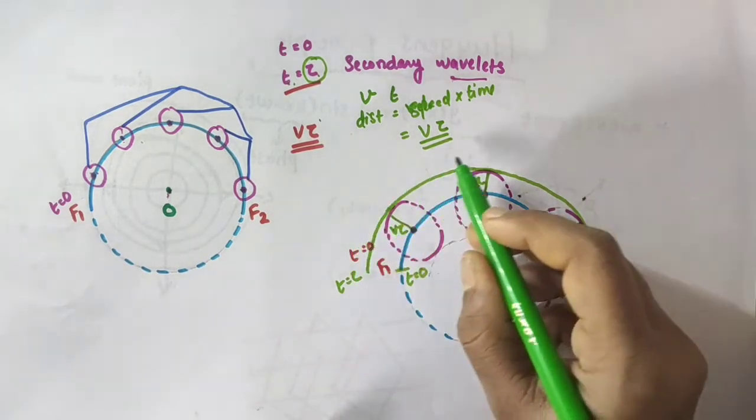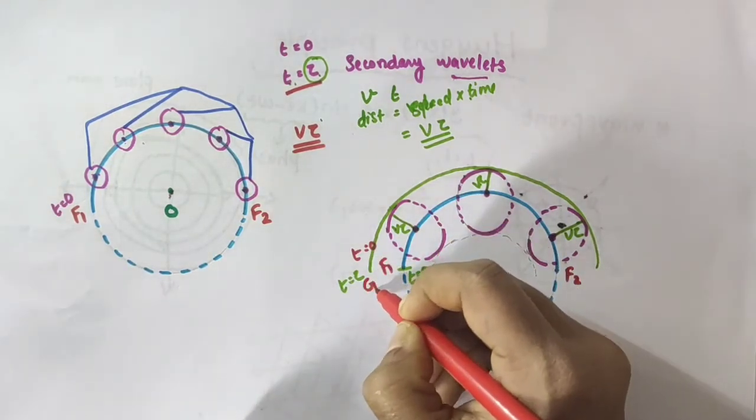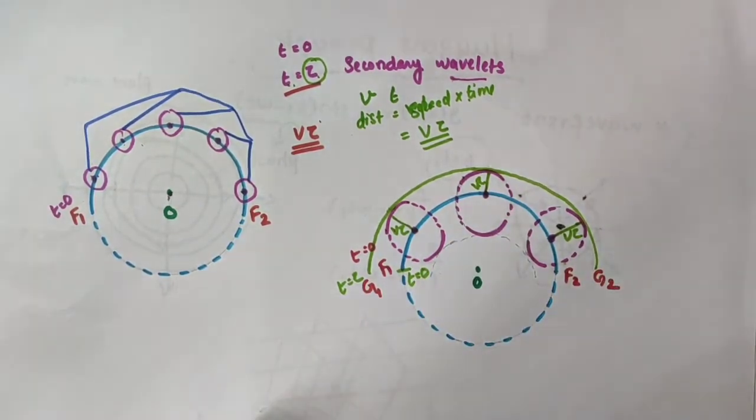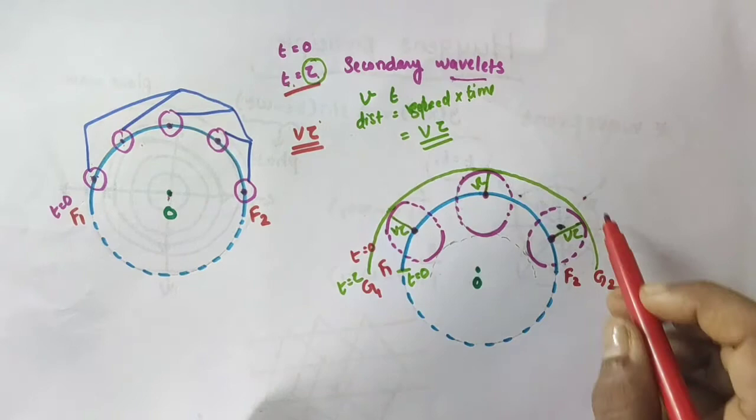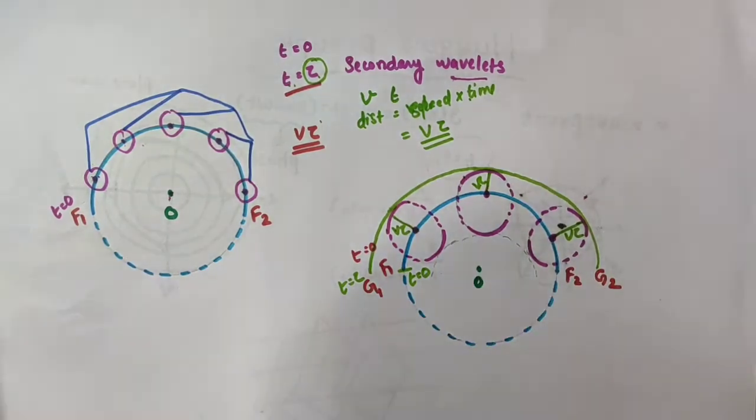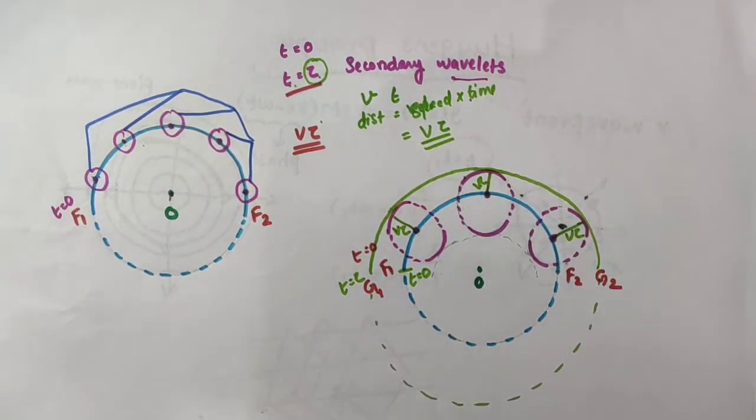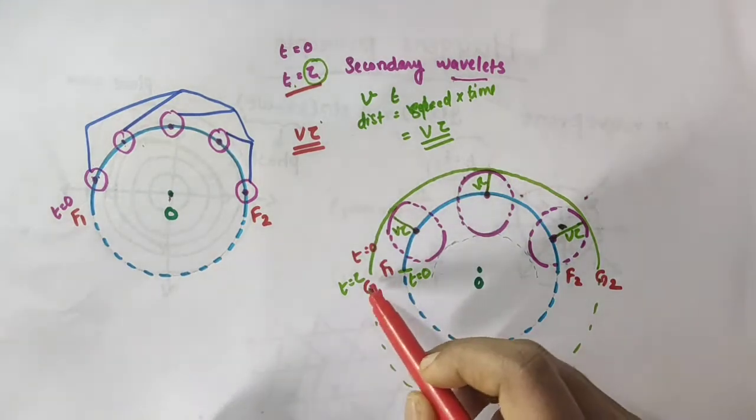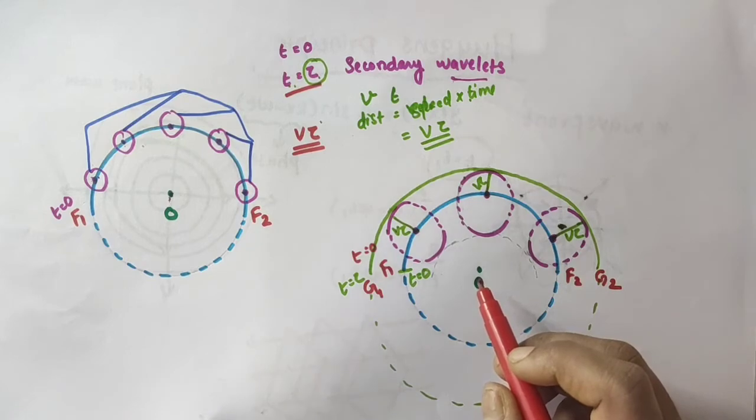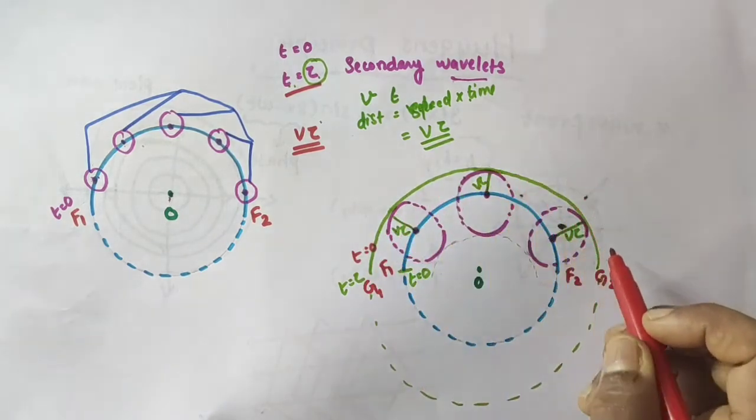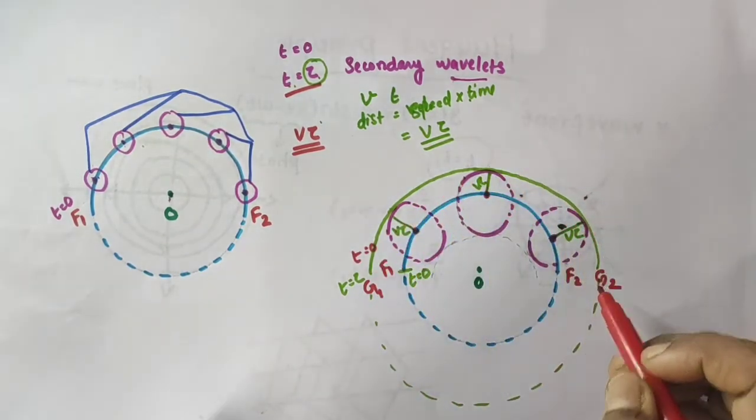That is, we are getting a new wavefront here. Let me take it as G1, G2. This is again spherical with this point as the center. The rest of that spherical wavefront will be here, but we have just drawn only a part of it. So G1, G2 is actually a portion of the new wavefront, again spherical with this point as the center.